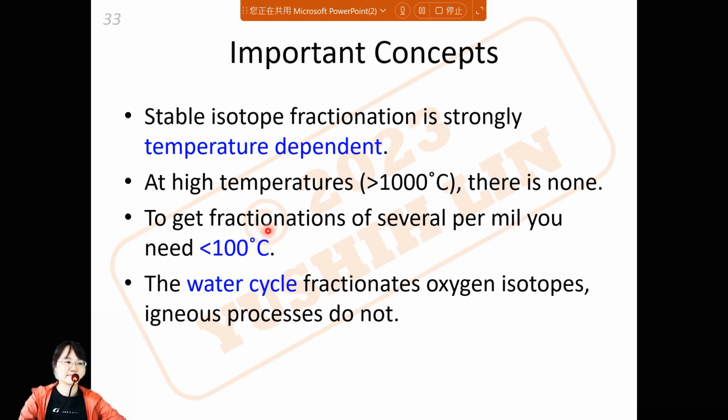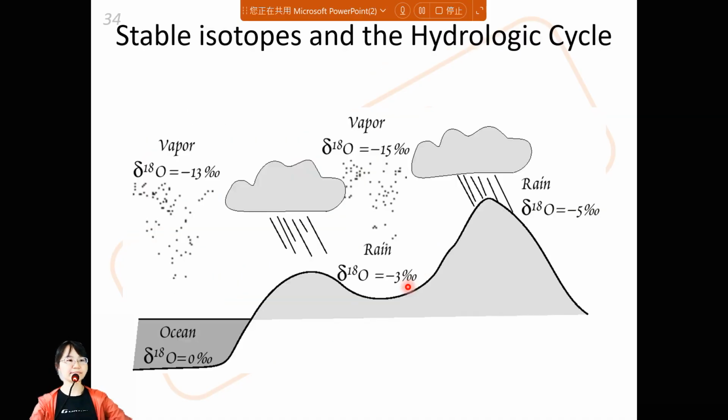The water cycle fractionates oxygen isotope because the water cycle on Earth is basically a low temperature reaction, while the igneous process that produces igneous rock barely fractionates oxygen isotope because they are high temperature processes.